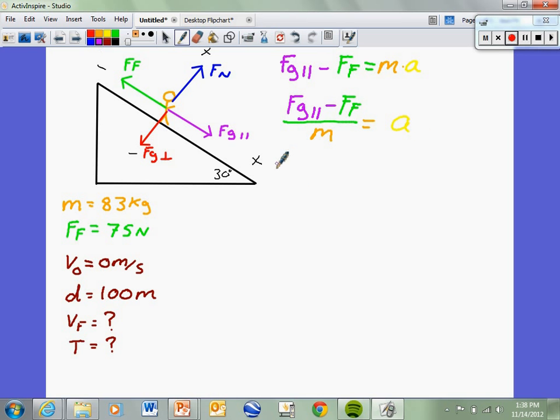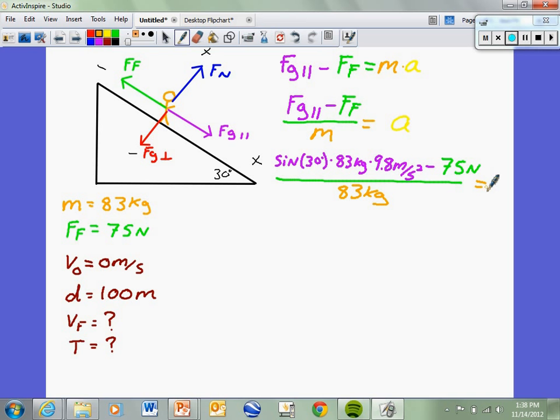Plugging in our numbers, the equation for gravity parallel is the sine of the angle, 30 degrees, times the mass of the skier, which is 83 kilograms, times 9.8 meters per second squared, minus the force of friction, which was given in the problem as 75 newtons. And we're going to divide that by the mass of the skier, which is 83 kilograms. All that will give us our acceleration. And when we plug into our calculator, we should get that 4 meters per second squared is the acceleration of the skier.